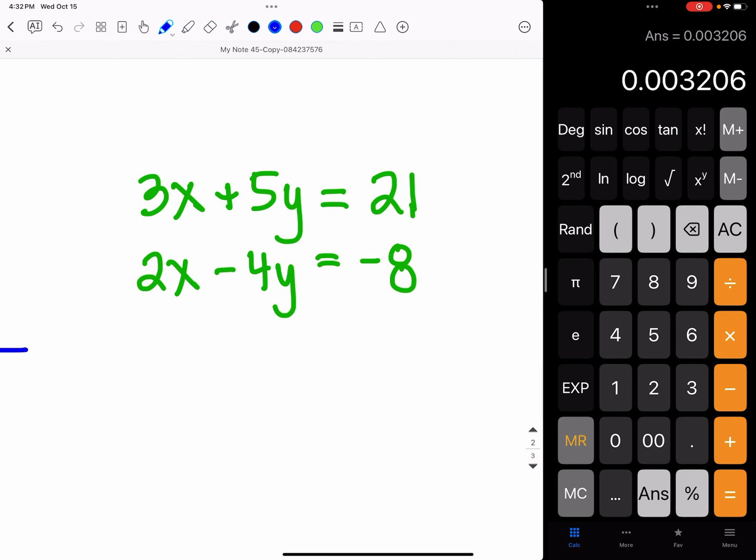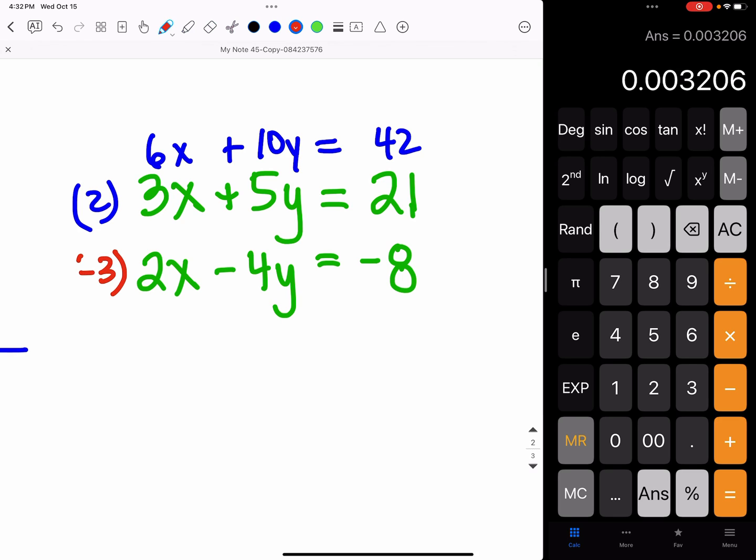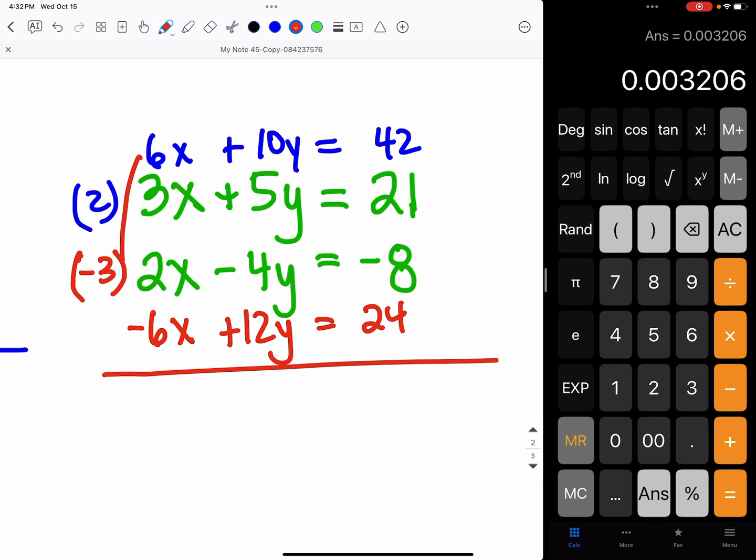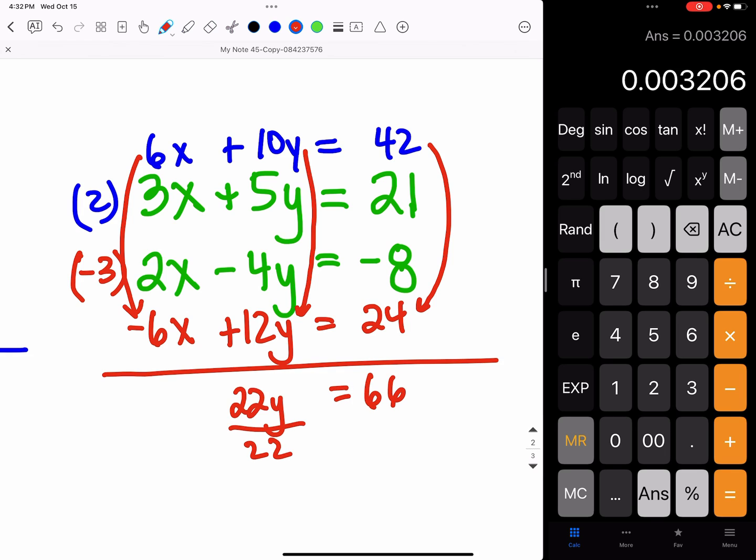This one, let's turn the x's into some form of 6's. So we'll multiply this one by 2, and we get 6x plus 10y's equal 42. We'll multiply this one by not positive 3, but negative 3, to turn this one into negative 6x's, positive 12y's, because when you multiply by negative, it switches, and positive 24. All right, 6x's, negative 6x's dead. 10y and 12y is 22y's equal 42 and 24 is 66. Divide by 22, and y's are 3's.